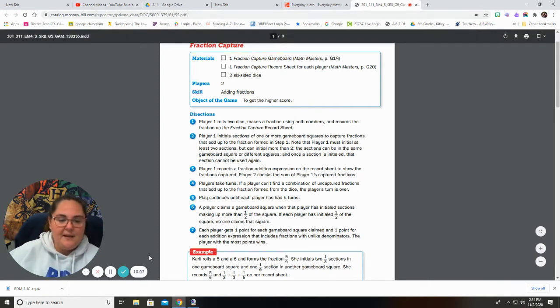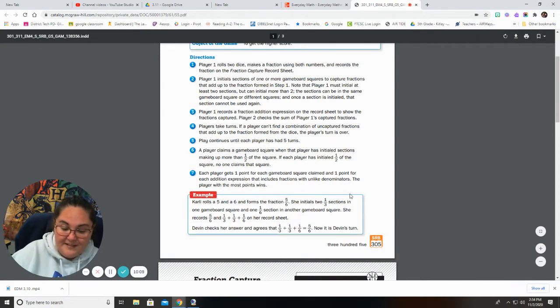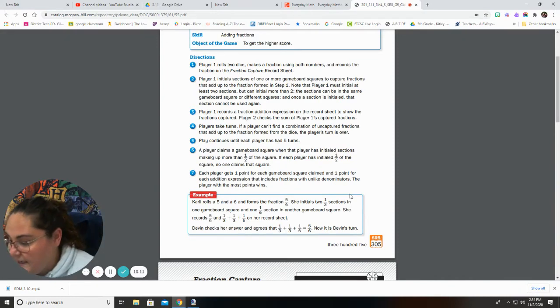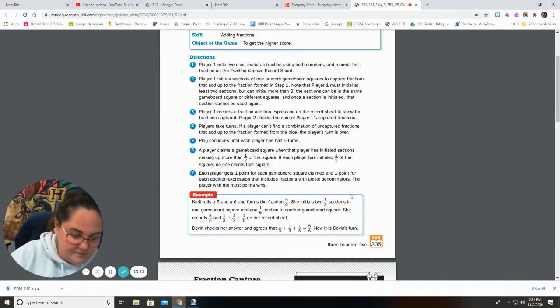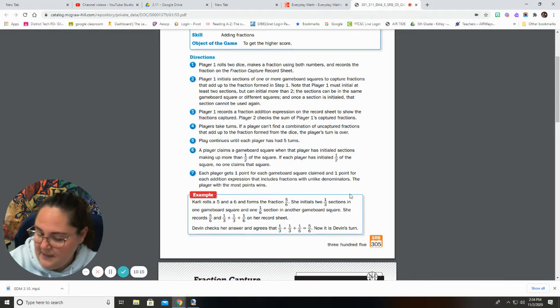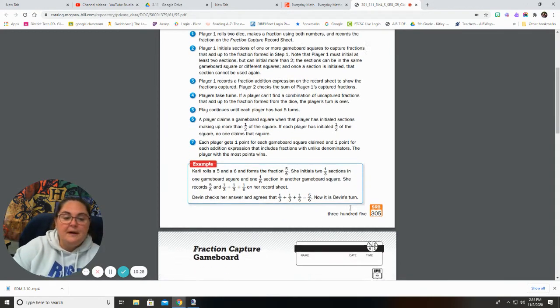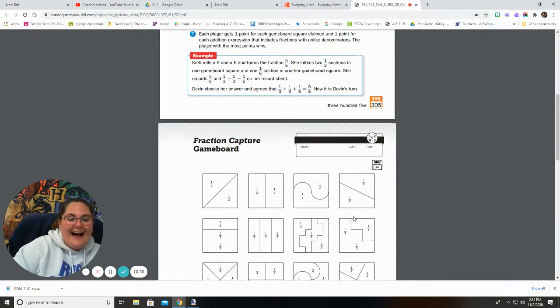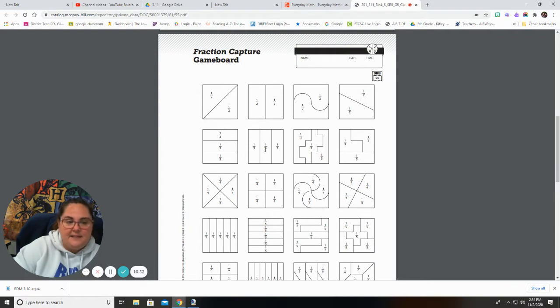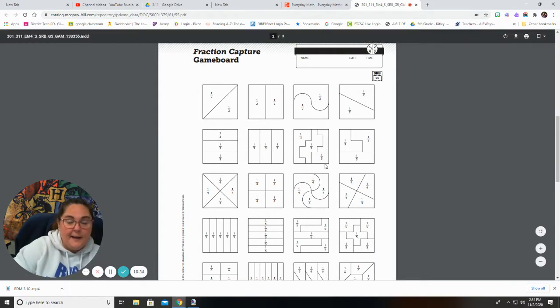So what's going to happen is you and your partner are going to roll the dice, or I'm going to roll the dice. Hold on, I have to find where my dice went. I'm going to roll this one, a 5 and a 2. So my fraction will be 2/5. That means that I have to find a way with these pieces to label them as my pieces. I have to capture them.